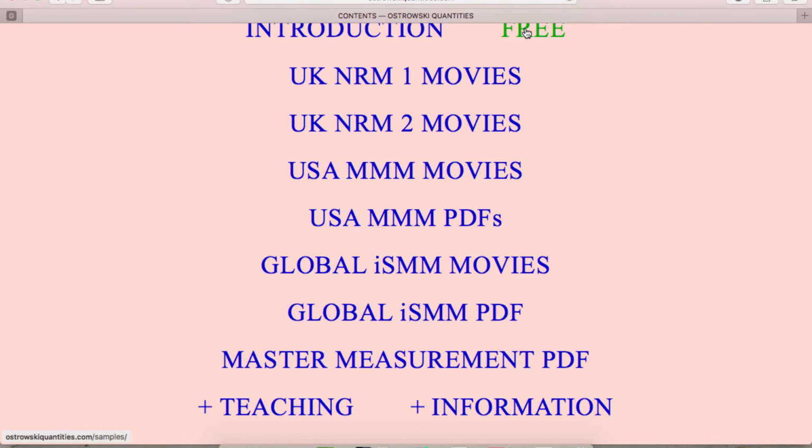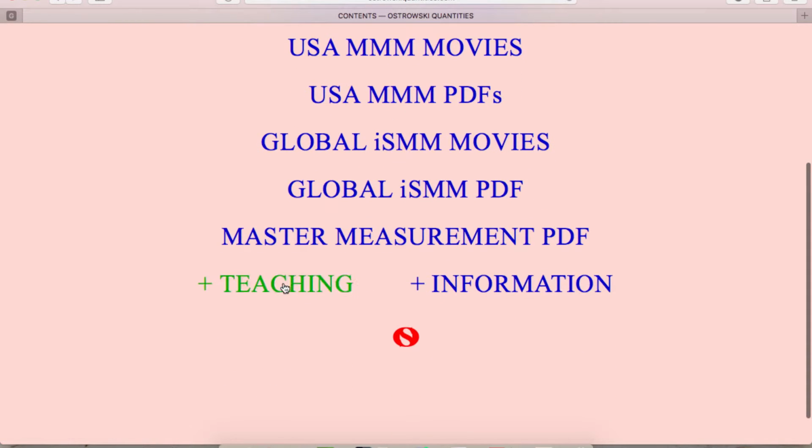The rest of it, there's a set of free videos here, an introduction of what to expect. Here are the movies on the NRMs in the UK, and the movies and the PDFs for the means measurement manual for the USA. And there's further information and contact details in these sections also.